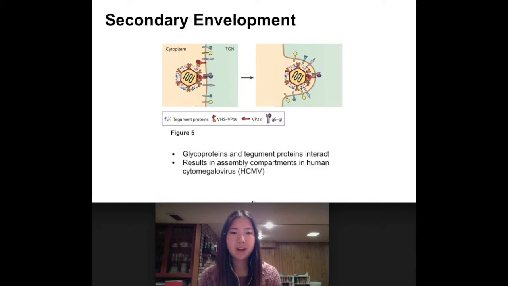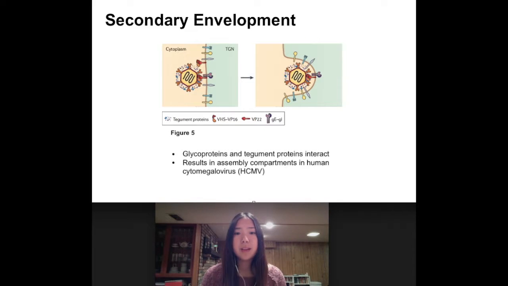So now looking at figure 5 from the review paper, this is a more in-depth diagram of secondary envelopment. And so you can see these fork, spoon, and knife looking shapes. These are glycoproteins in the trans-Golgi network membrane. And over here, as you can see in the key, we have the tegument proteins from the viral capsid. And so both of these proteins, the glycoproteins and the tegument proteins, interact with each other in order to induce the budding into the membrane.